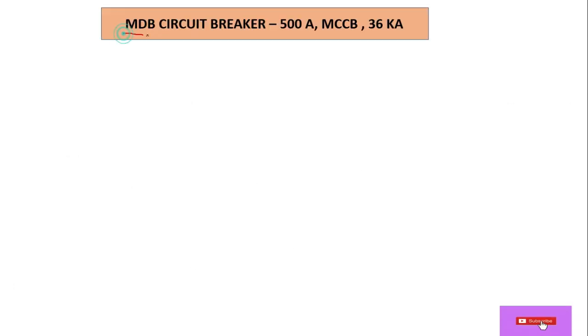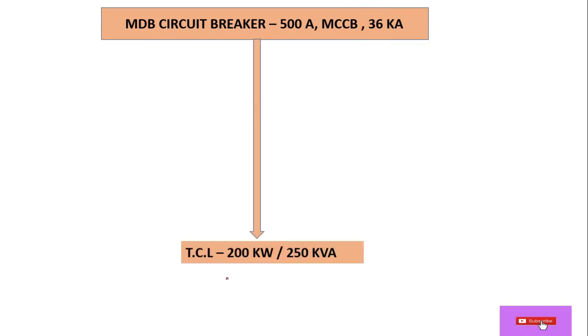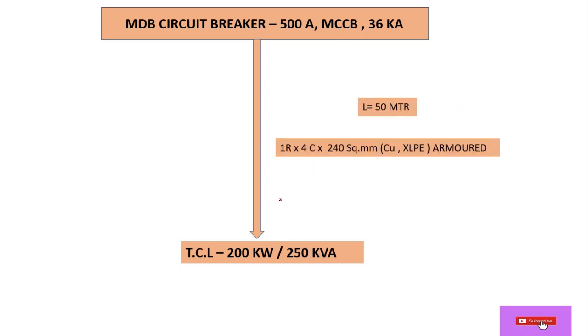So this is the MDB, main distribution board, where we have a circuit breaker with a rating of 500 ampere, and its breaking capacity is 36 kiloampere. Now we have already calculated the cable size over here. So this is 1 run of 4 core 240 square mm copper XLPE armored cable.